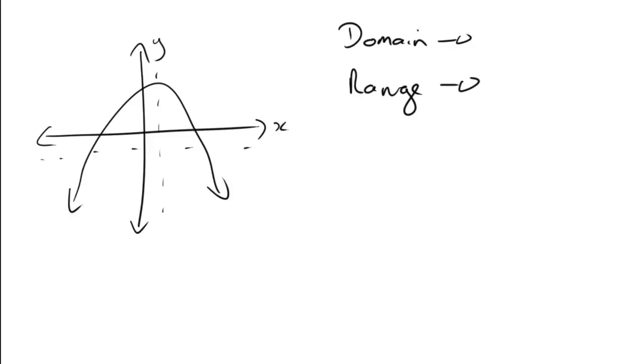Well, D comes before R, so this will talk about all the x values, and this will talk about all the y values. So x comes before y. So if we're talking domain, we're talking about the x values. If we're talking range, we're talking about the y values. If I had to ask you, and let's just say, for example, this is 9. If I had to ask you, what is the domain of this graph?